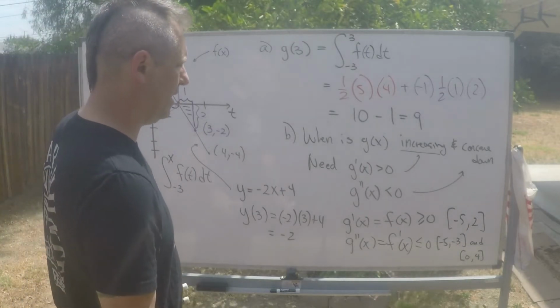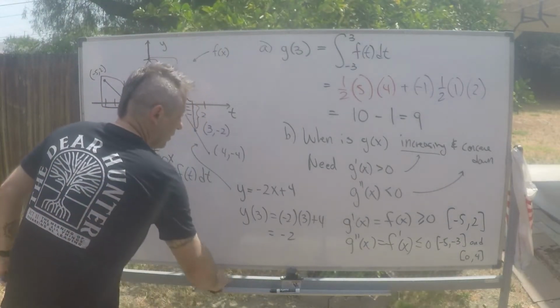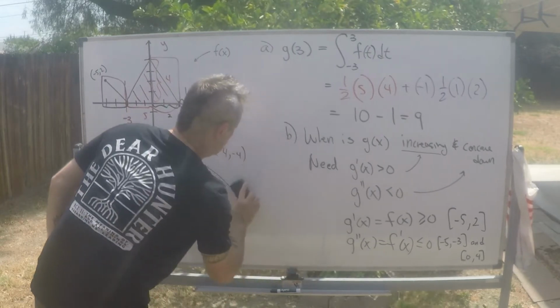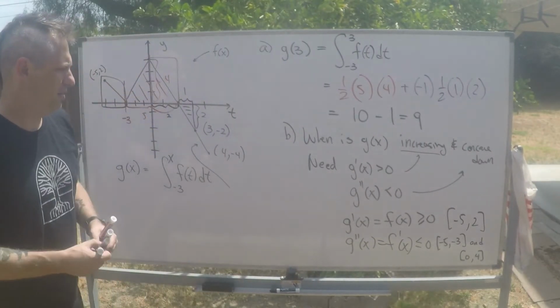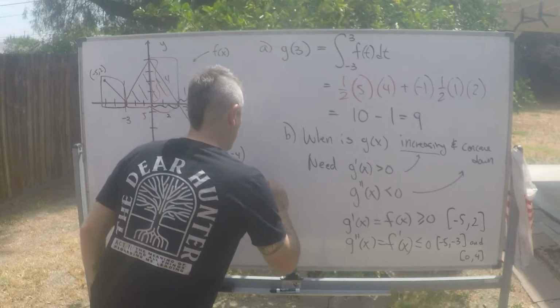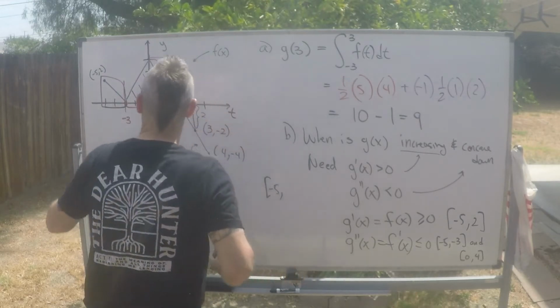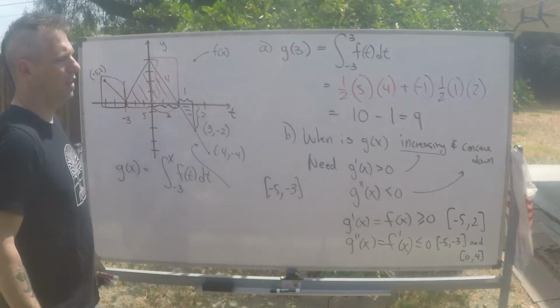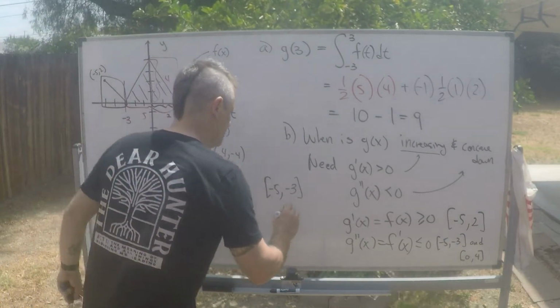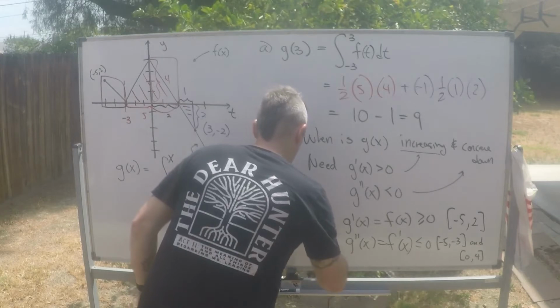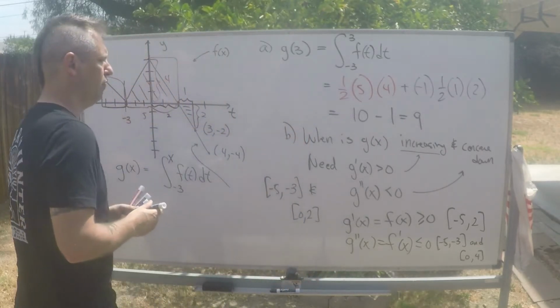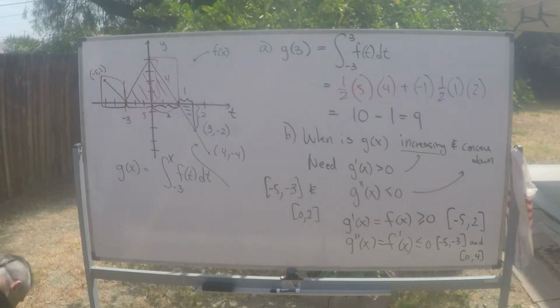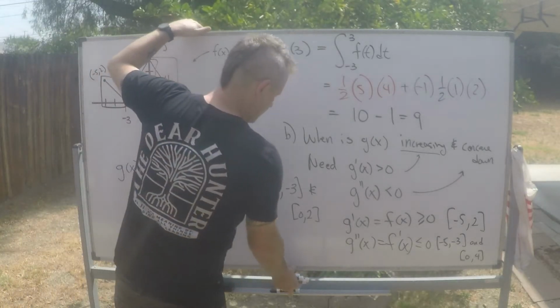So my final answer, therefore, is, I'm going to go ahead and erase this. The final answer right here is from -5 to -3, and from 0 to 2. Beautiful. All right, so that is part B. Let's move on to part C.